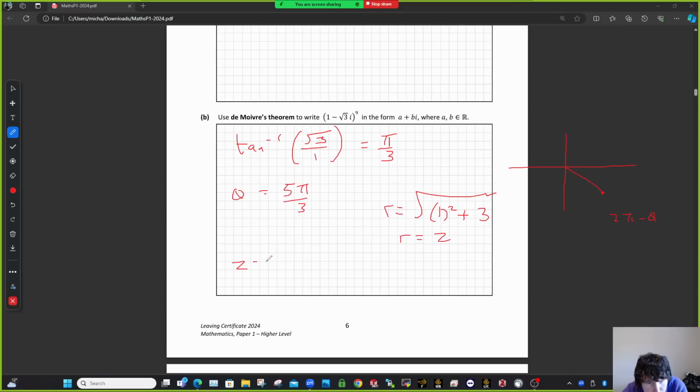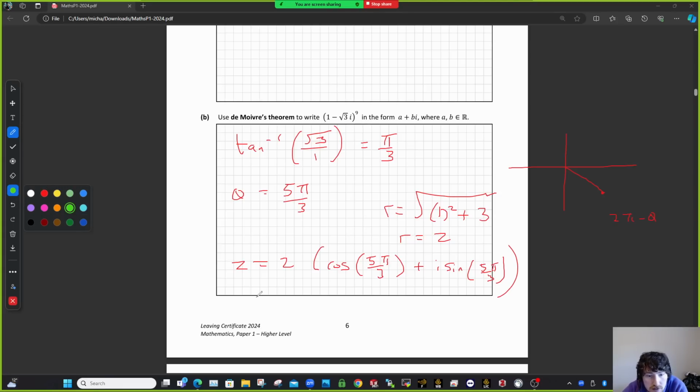So your complex number is 2 bracket cosine 5 pi over 3 plus i sine 5 pi over 3. You should also multiply that out and see that you get back to 1 minus root 3 i, and then you know you've done it right. So all you have to do now is raise it to the power of 9.